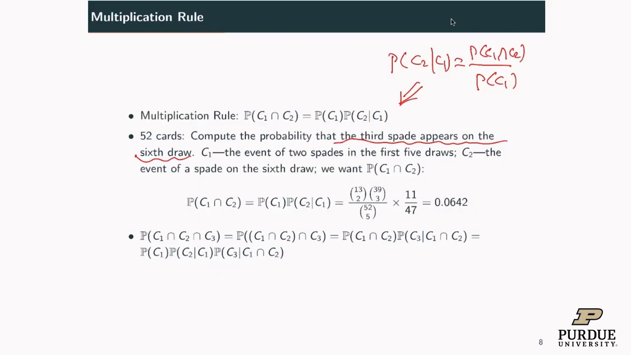We can extend the multiplication rule to 3 sets. The probability of C1 intersection C2 intersection C3 is equal to, we can combine these together, and now we can apply the multiplication rule. For this one, we can apply the multiplication rule again. So this is an extension. We can extend it to any number of sets.